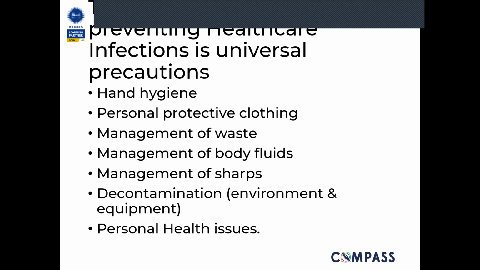Decontamination of the environment and the equipment. There are quite a few different sterilizing substances that are used, but hot water, boiling water, and steam are also quite effective in this area as well. So it's like everything goes into a giant dishwasher, as an example.